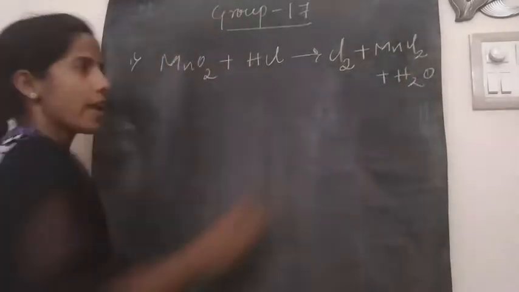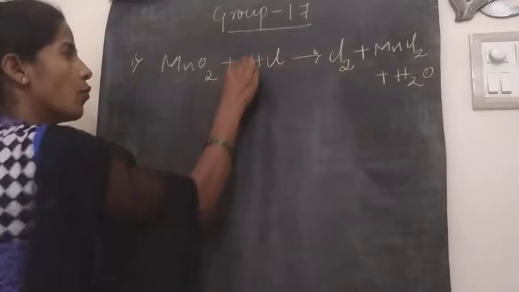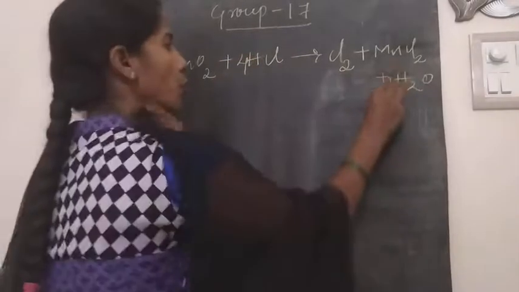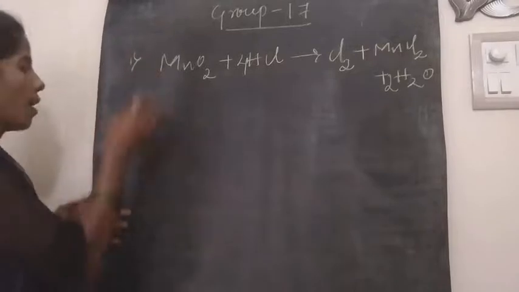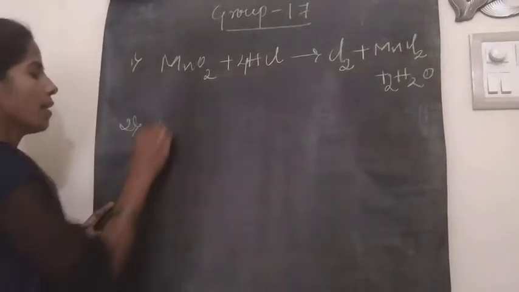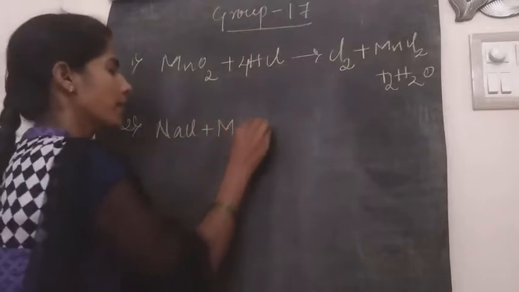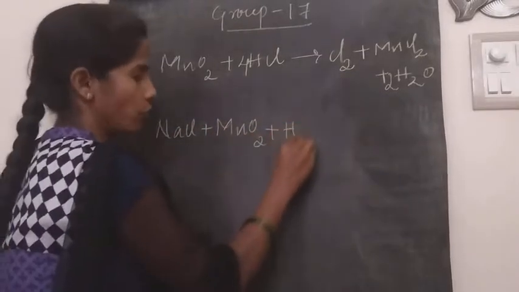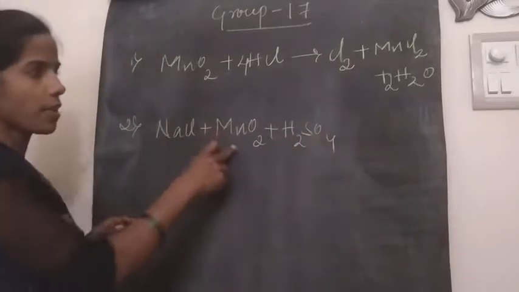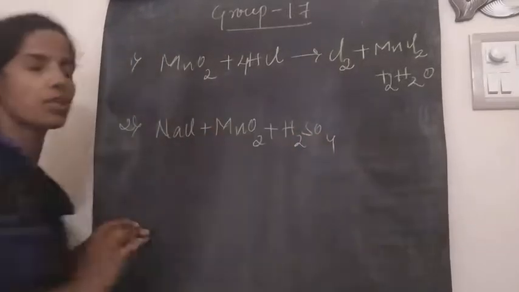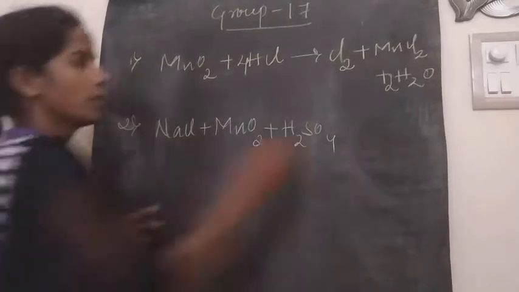Therefore, to balance the reaction, how many chlorine atoms are there? 2 plus 2, 4. Therefore, 4 HCl. Therefore, 2 H2O. Now the reaction is balanced. And one more method is the reaction of sodium chloride with manganese oxide in the presence of H2SO4. That means the same manganese oxide, but in place of HCl we use H2SO4. This is one more method to prepare chlorine.